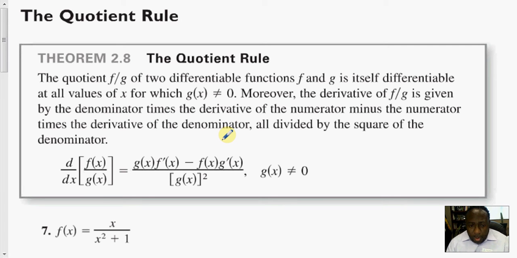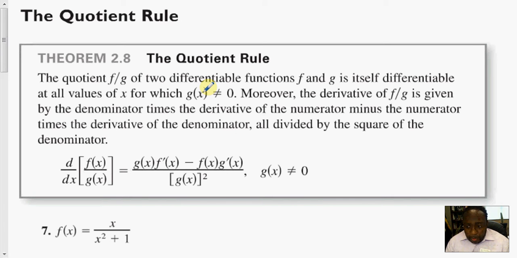The quotient rule. Let f divided by g be some quotient where the two functions are separately differentiable, and also the quotient is differentiable for all values of x, but that g of x is not the zero function. Moreover, the derivative of f divided by g is given by the denominator times the derivative of the numerator minus the numerator times the derivative of the denominator all over the denominator squared.